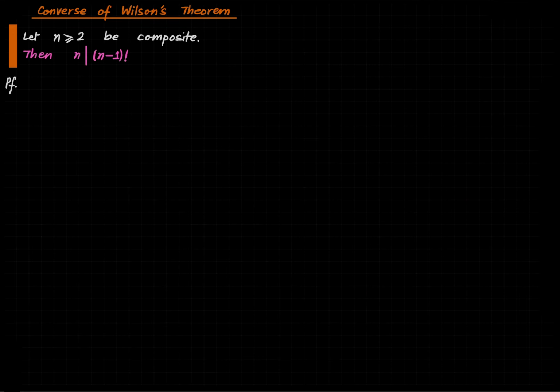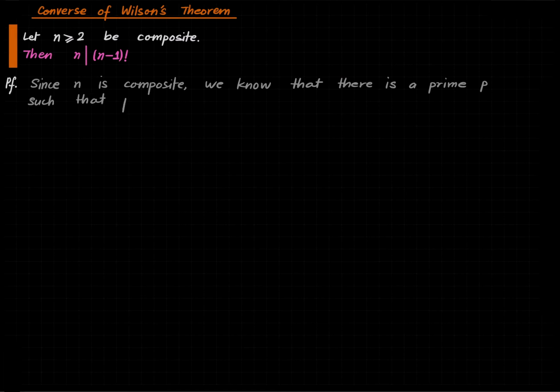So, since n is composite, we know that there is a prime p such that p is at most square root of n and p divides n. Right? So we will make two cases now. The first case is that p is strictly less than root n.